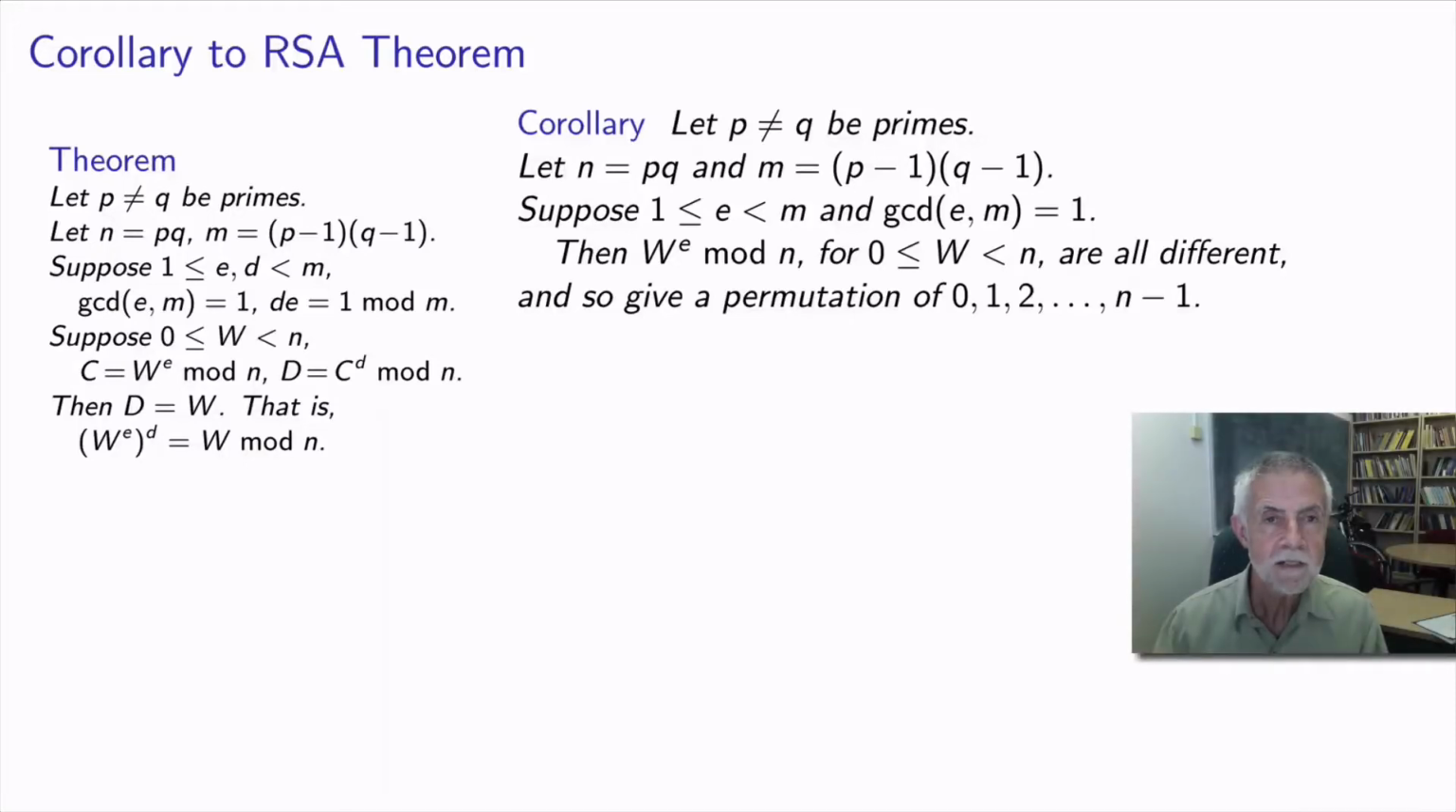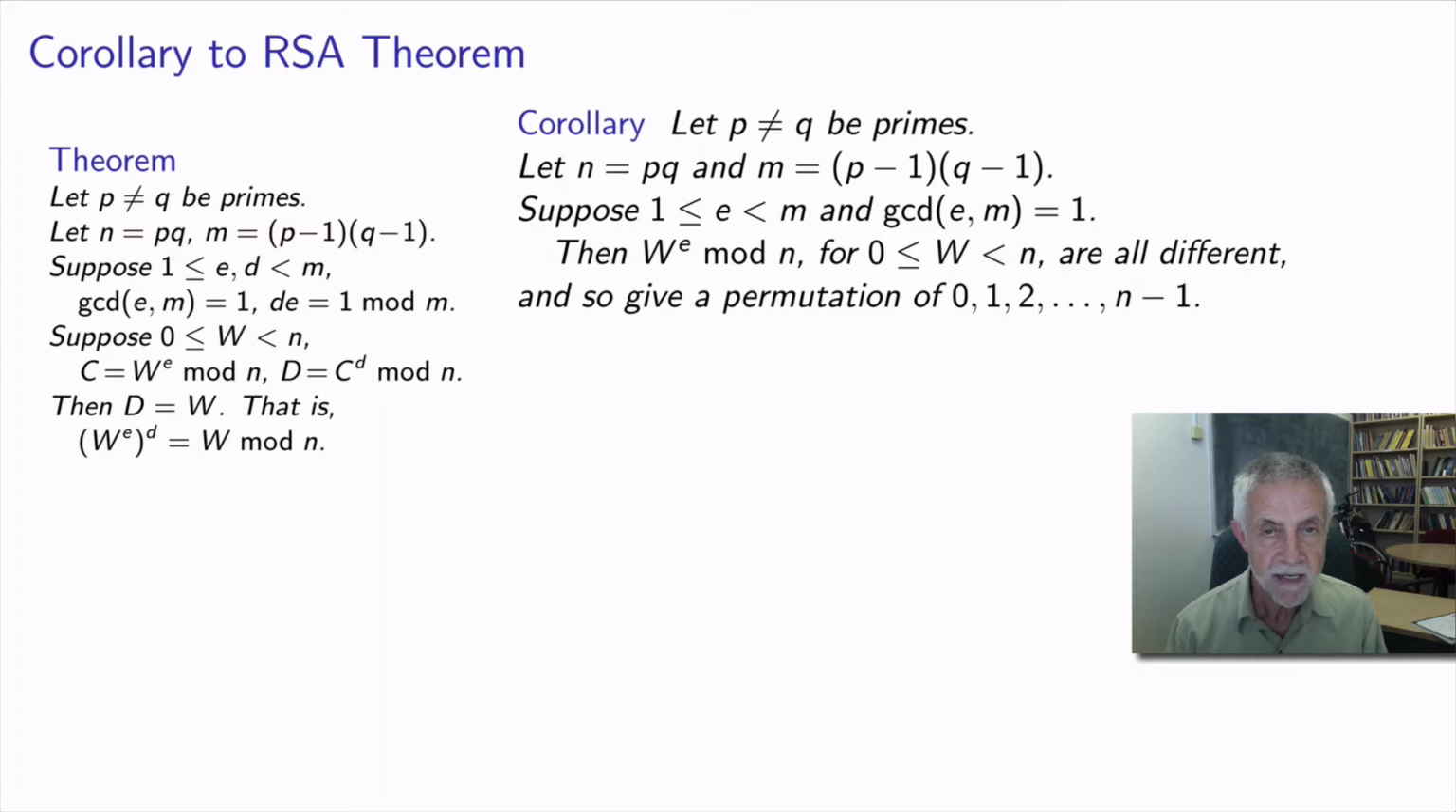There's one interesting consequence of the RSA theorem, which we've called here the corollary to the RSA theorem, and it's the following. So here again is the statement of the RSA theorem, and if you look at all the possible w's, in other words, w bigger than or equal to 0 and less than n, they're the secret numbers, then the encrypted numbers obtained by taking w to the power e modulo n.